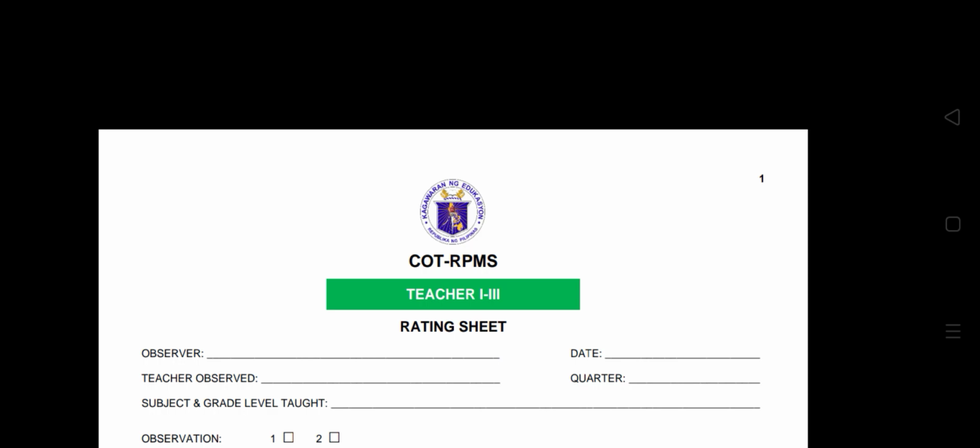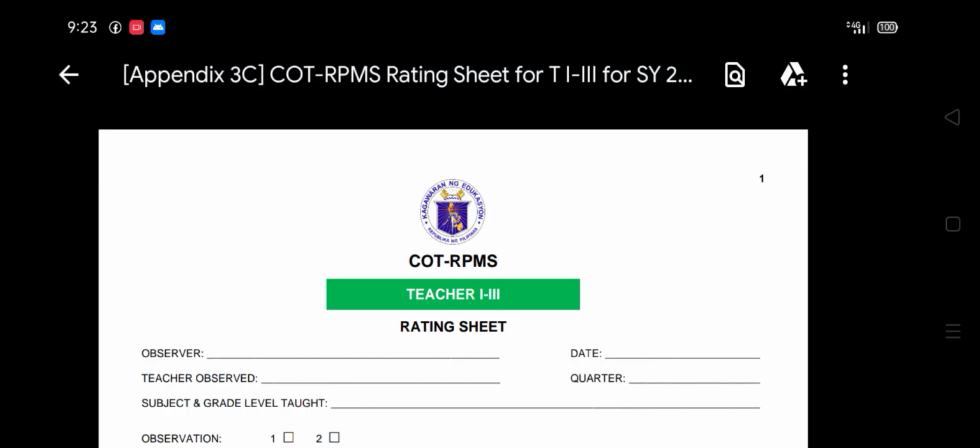And this time, I will be presenting to you what are the needed data or what are the indicators for this school year, kung ano ang gagawin natin to complete the 37 strands for the PPST. So, this is the COT RPMS Teacher 1 to 3 rating sheet.